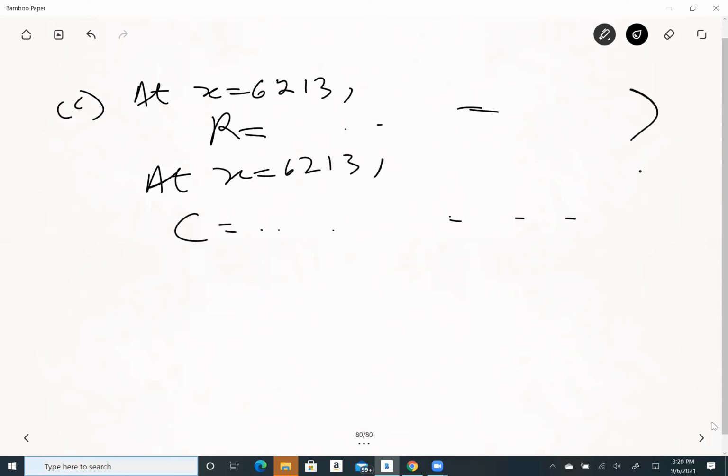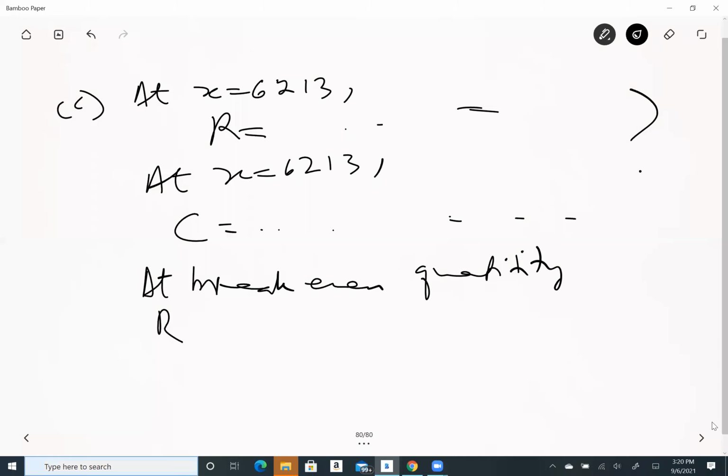So at the break even point, at break even quantity, the revenue is equal to whatever the number, the cost is equal to whatever, and they are equal, right? They are the same. If you get a difference, it will be just in the decimal point, which is due to rounding, unless you get a very, very large difference. So you have to say that. So that is part C.